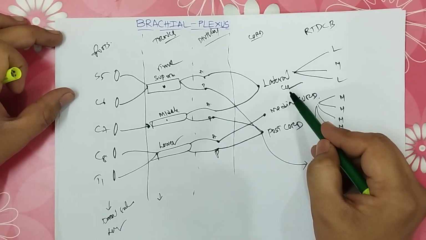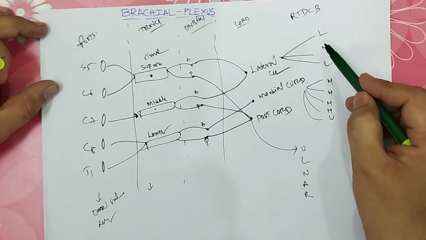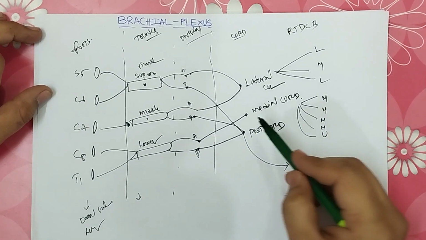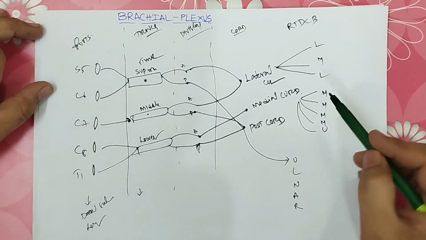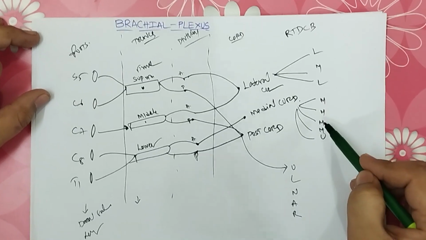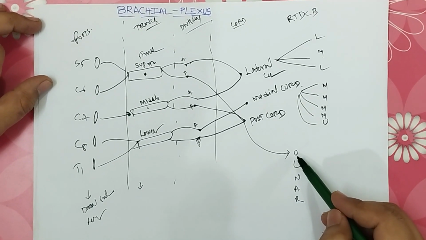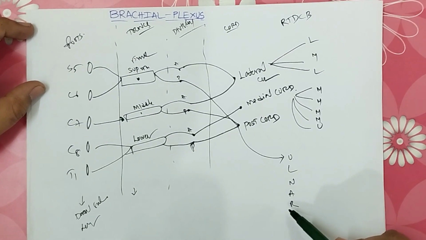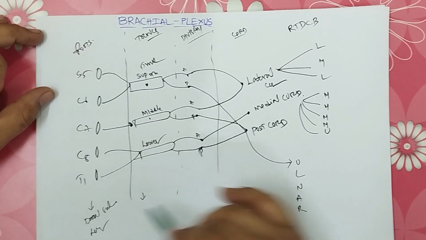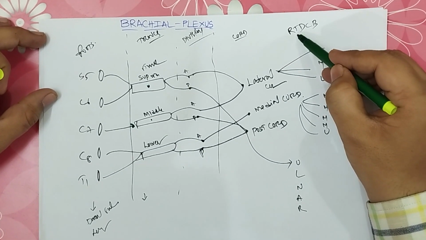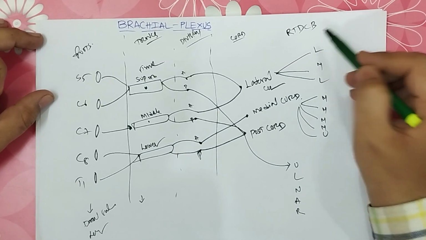The lateral cord gives rise to three branches, that is LML, like Vespa. I will explain in detail. The medial cord gives rise to M4U branches, M1, 2, 3, 4 and U. Then the posterior cord gives rise to ULNAR. See how to remember this: RTDCB, roots, trunks, divisions, cords, branches.